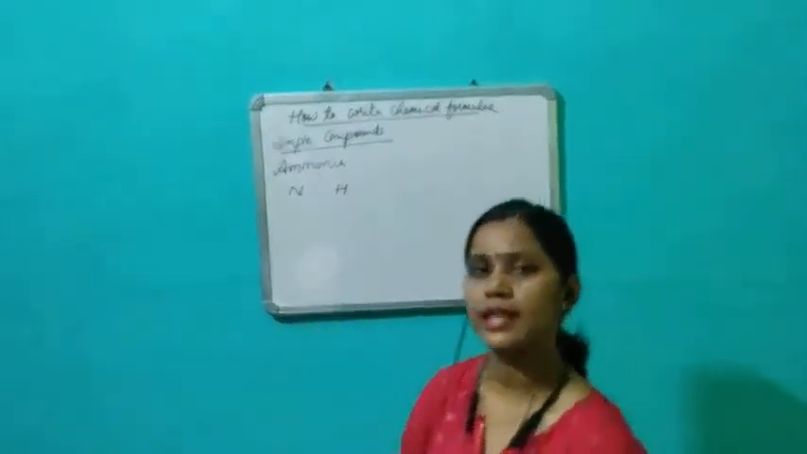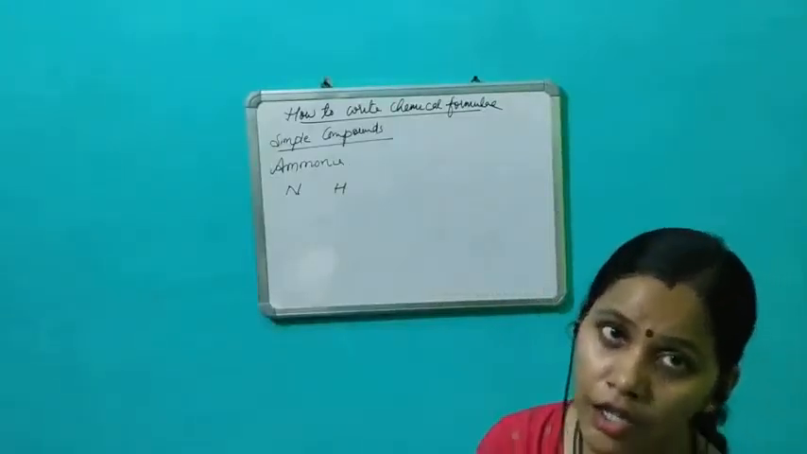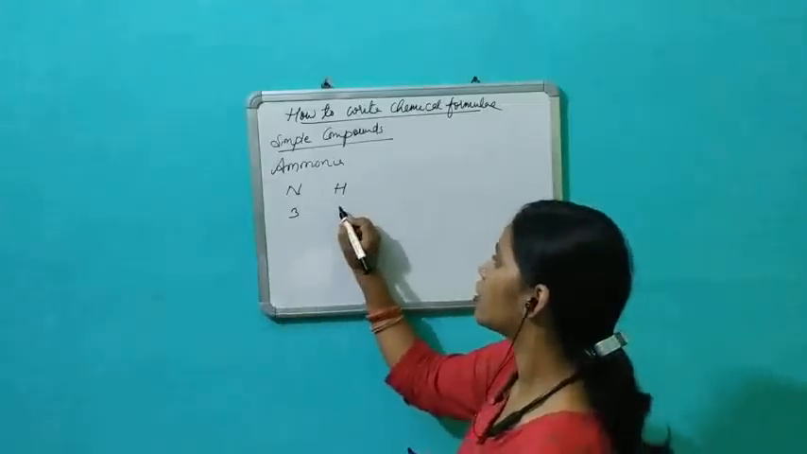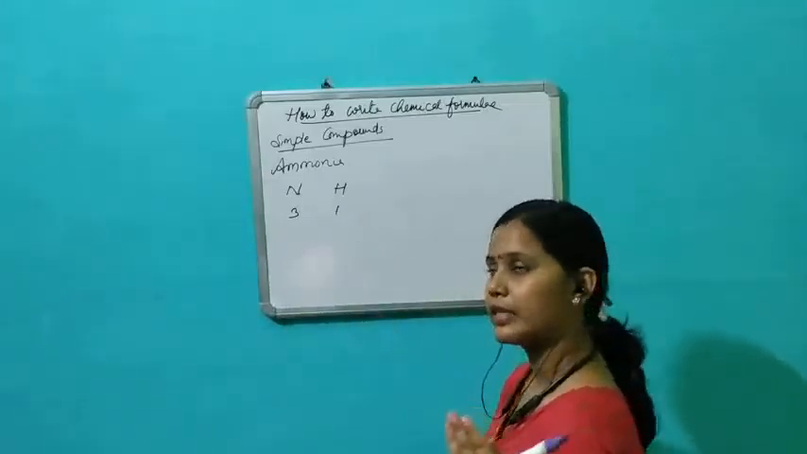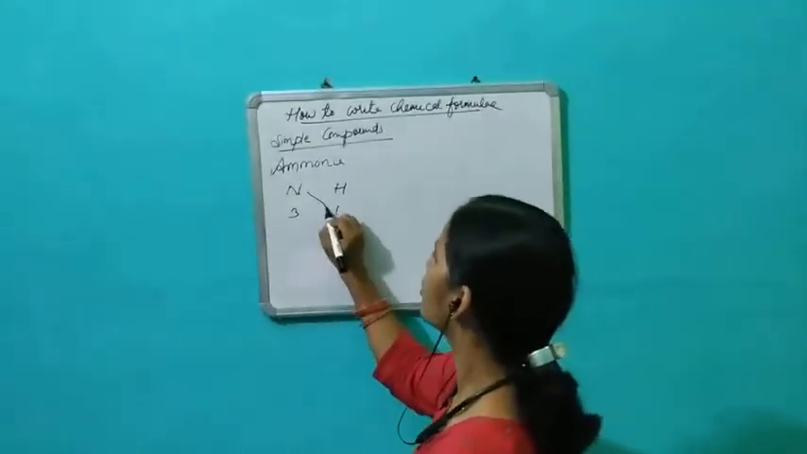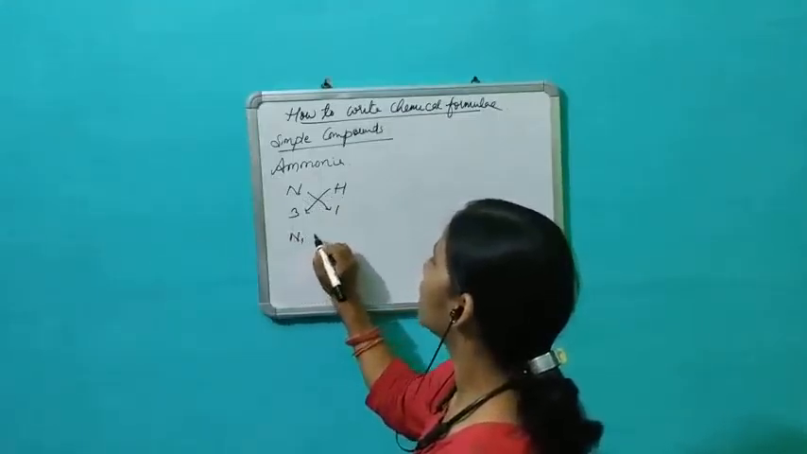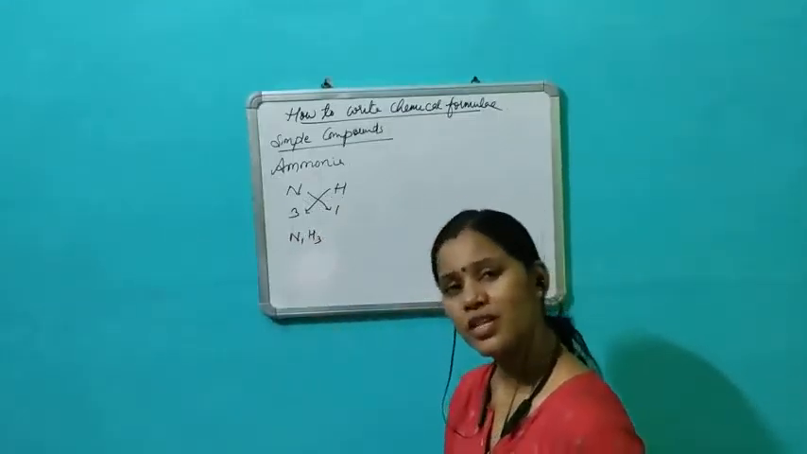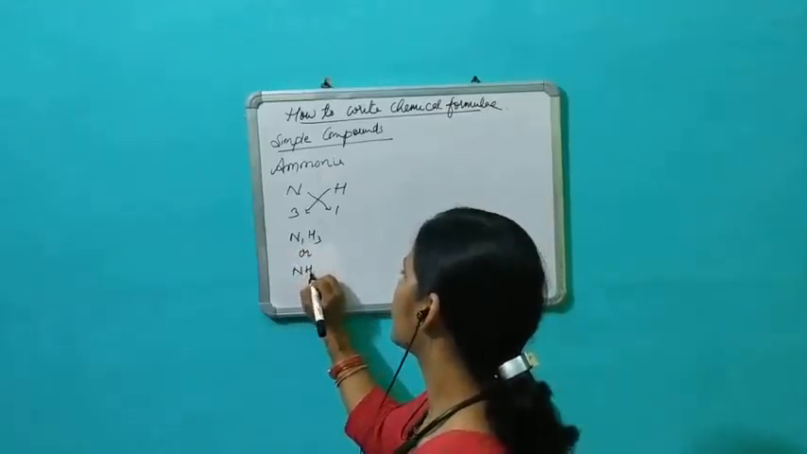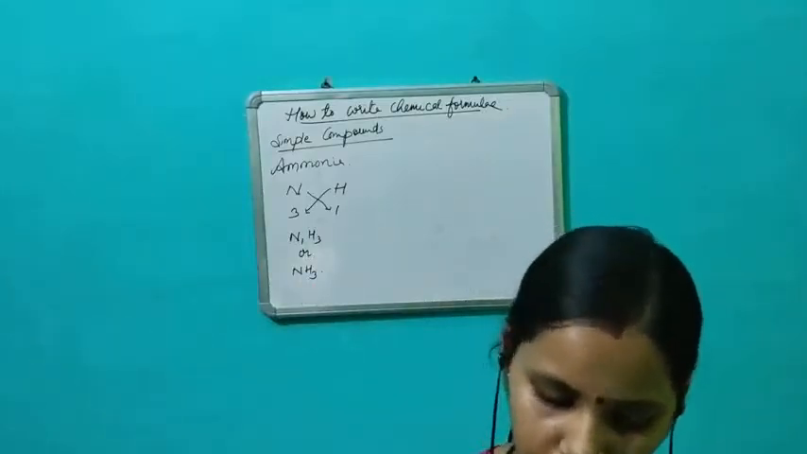Now nitrogen has atomic number 7, and in the last shell it has 5, so valency is 8 minus 5, 3. Whereas valency of hydrogen is 1. Okay. And the third step, we crisscross. So when we crisscross, we get N1H3. Because we have 1, we neglect 1, and simply write NH3. That is the formula of ammonia.